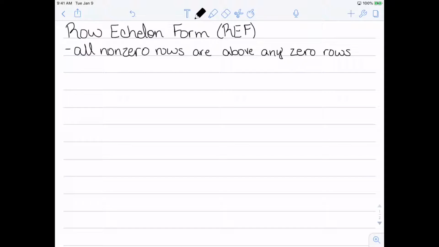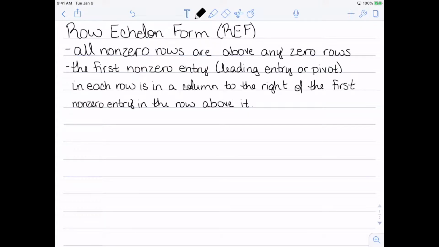The first condition states that any non-zero rows are above any zero rows. A non-zero row is any row in a matrix that has at least one non-zero entry, and a zero row is a row with all of its entries zero. So for row echelon form, if you have a zero row, it needs to be at the very bottom of the matrix.